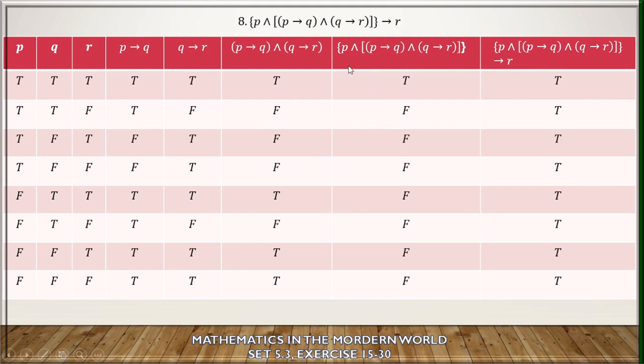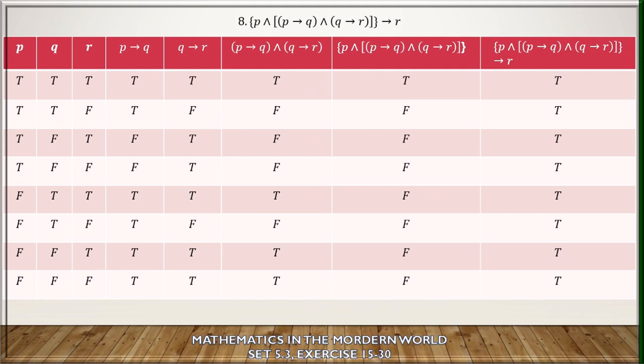And the conjunction of P and this conjunction. So P here, true, and this true is true. True, false is false. True, false is false. True, false is false. False, true is still false. False, false is still false. False, true is false. And false, true is false. So only the first row is true.